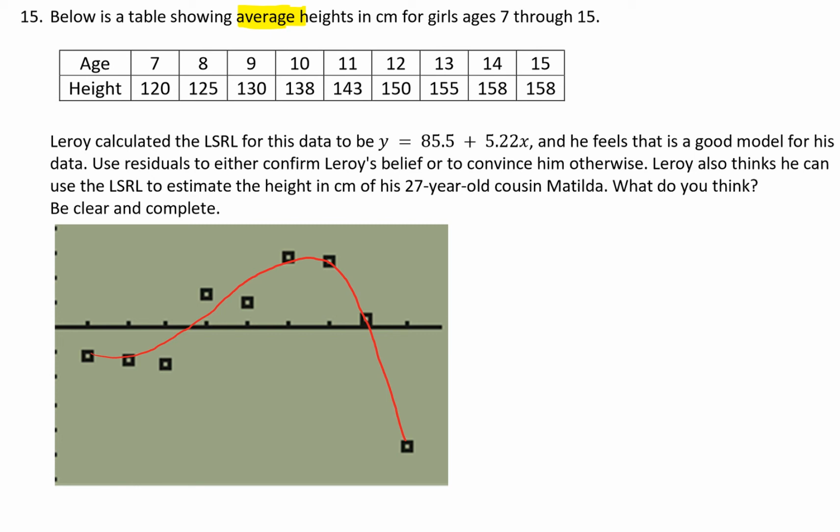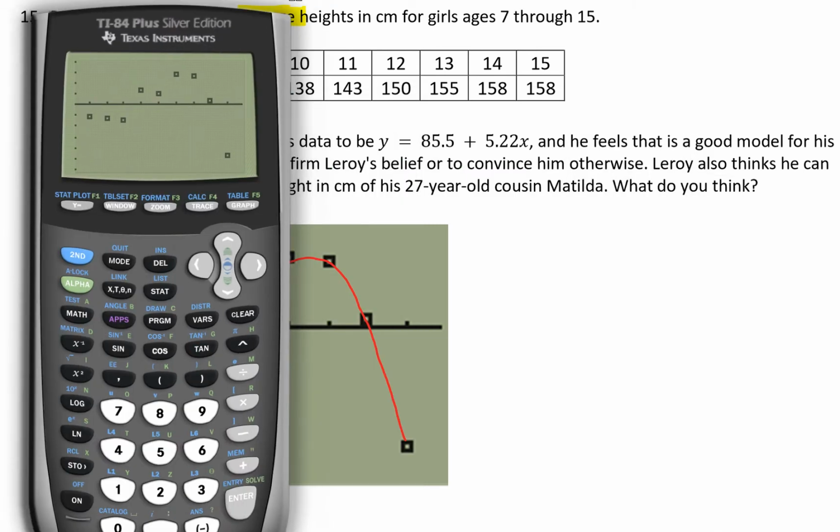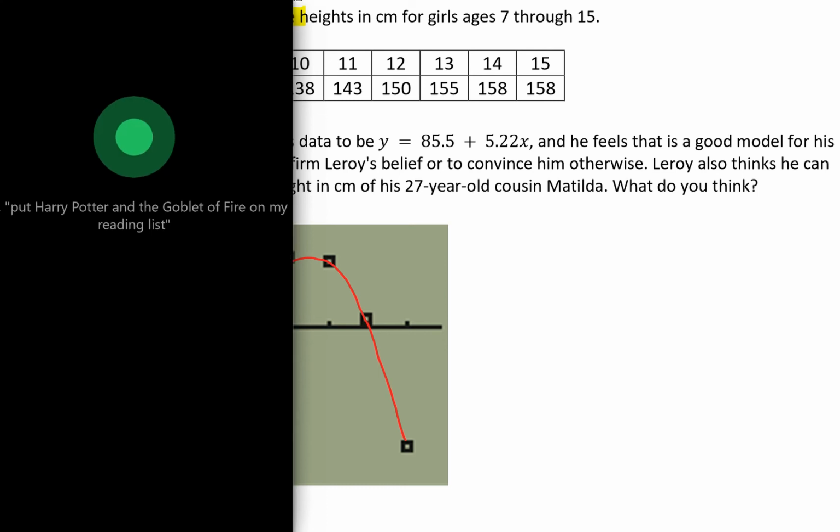The other thing, it says Leroy also thinks he can use the least squared regression line to estimate the height of his 27-year-old cousin Matilda. What do you think? Be clear and complete. So let's just take it on face value. Let's say that we could do that. Well, if she's 27 years old, that would be 85.5 plus 5.22 and then multiply it times 27 years old. So when I do that, I get it's 226.44. Convert 226 centimeters to feet.